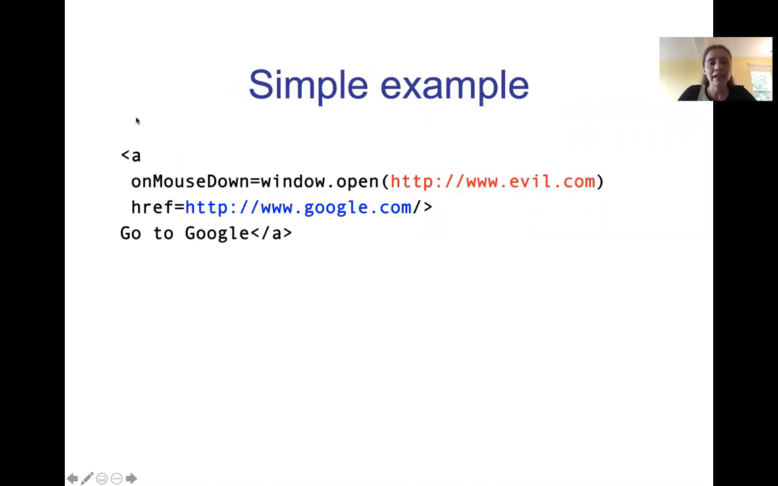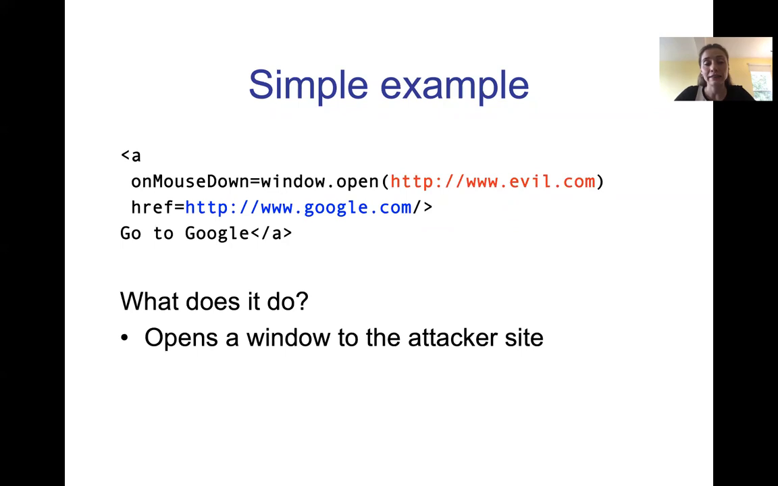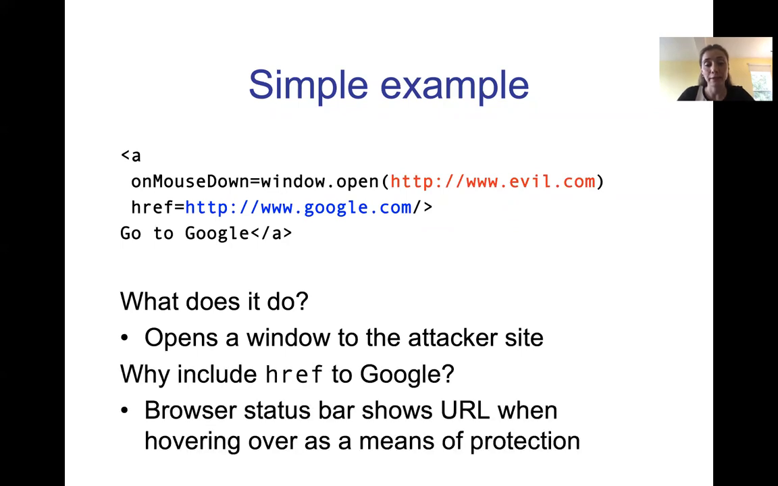For example, let's say I have this HTML code. When the mouse is clicked down, it's going to open a window to attacker site, which is not something that the user may intend. But the text in HTML says go to Google. And even when you hover on it, this href shows google.com, right? Because when you hover over it with the mouse, you're going to see the hyperlink, which is going to be google.com. So the user is going to think, great, I'm just going to click on this, I'm going to go to google.com. But there's going to be another window opened to attacker.com. Okay, so this is an example of an unintended effect.